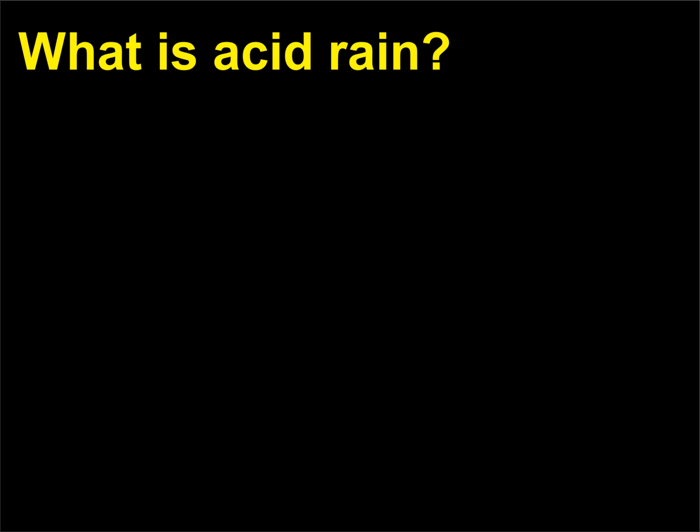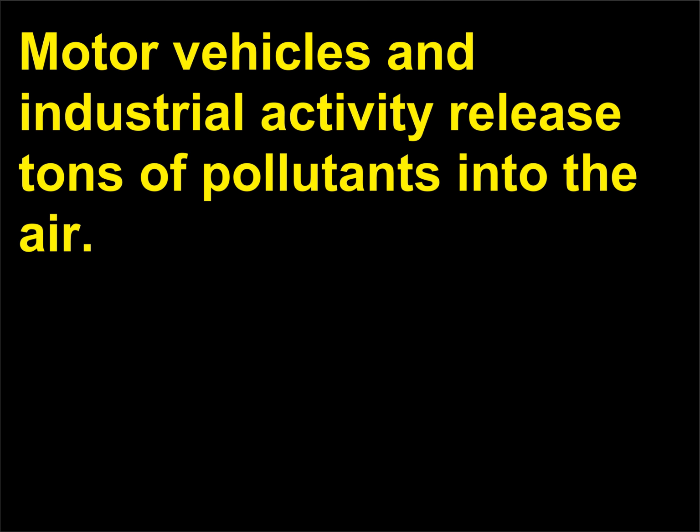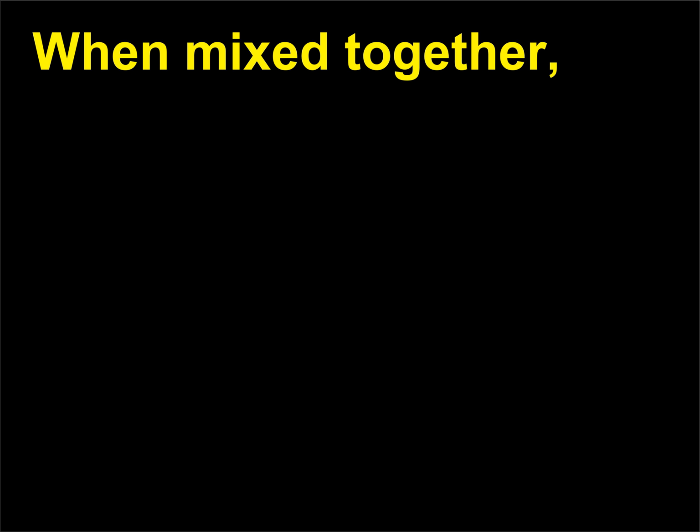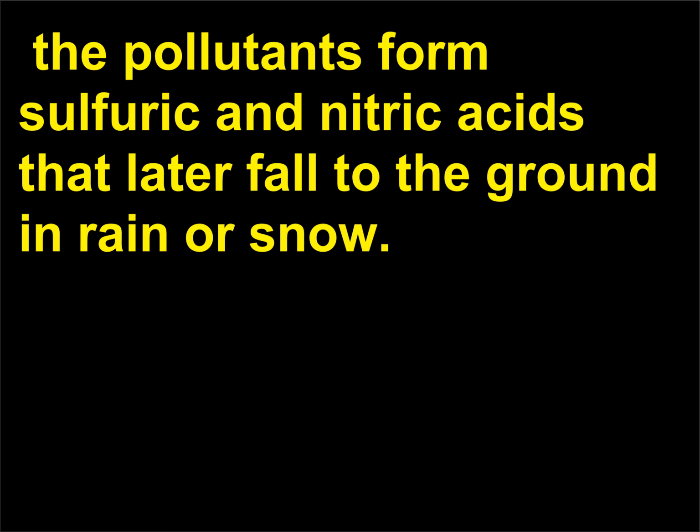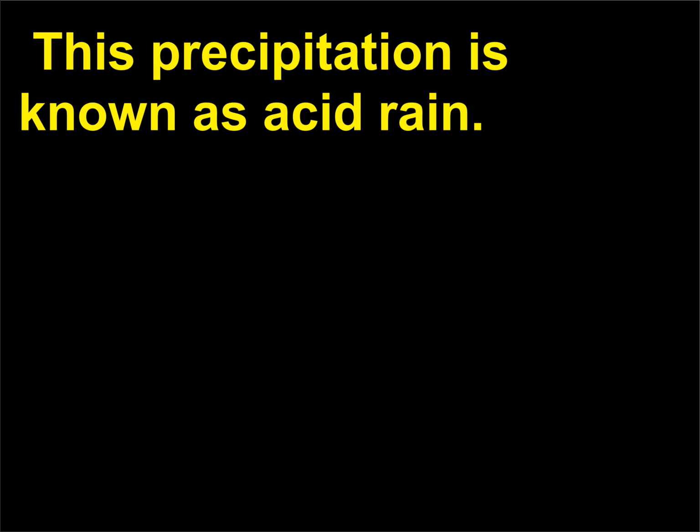What is acid rain? Motor vehicles and industrial activity release tons of pollutants into the air. When mixed together, the pollutants form sulfuric and nitric acids that later fall to the ground in rain or snow. This precipitation is known as acid rain.